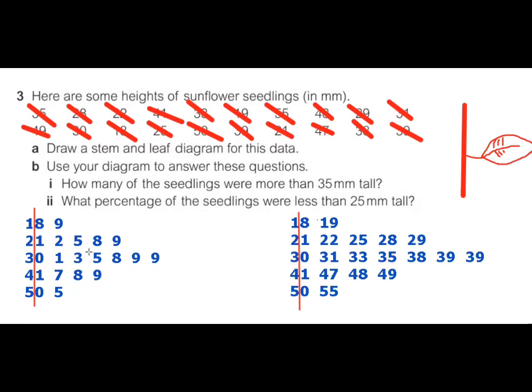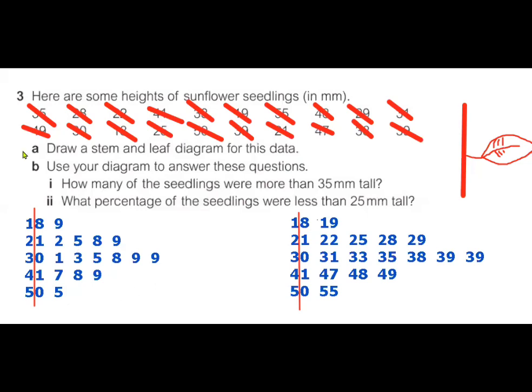Now, I'm going to use the stem and leaf diagram to answer the questions below. Question 1: how many of the seedlings were more than 35 millimeters tall? When I look at the stem and leaf diagram, this is the 35. Now, before I continue, I have to write the key for the stem and leaf diagram.